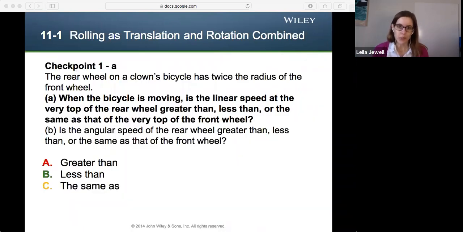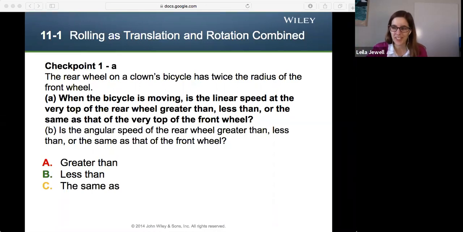Let's check a checkpoint. So it says the rear wheel on a clown's bicycle has twice the radius of the front wheel. A, when the bicycle is moving, is the linear speed at the very top of the rear wheel greater than, less than, or the same as that at the very top of the front wheel? And part B, is the angular speed of the rear wheel greater than, less than, or the same as that of the front wheel? So I want you to be disciplined here. I want you to think it through, so take a moment and hit pause now.